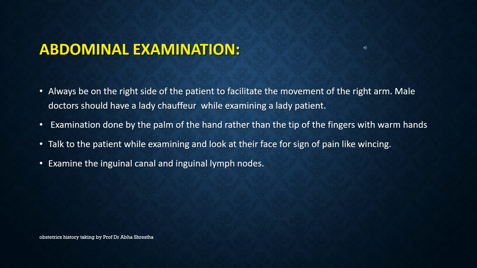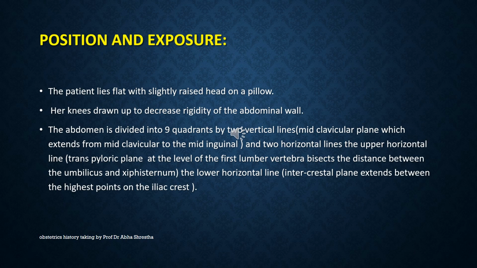Examine the inguinal canal for inguinal hernias and inguinal lymph nodes while examining the abdomen. Position and exposure while doing an abdominal examination. The patient lies flat with slightly raised head on a pillow. Her knees are drawn up to decrease the rigidity of the abdominal wall.